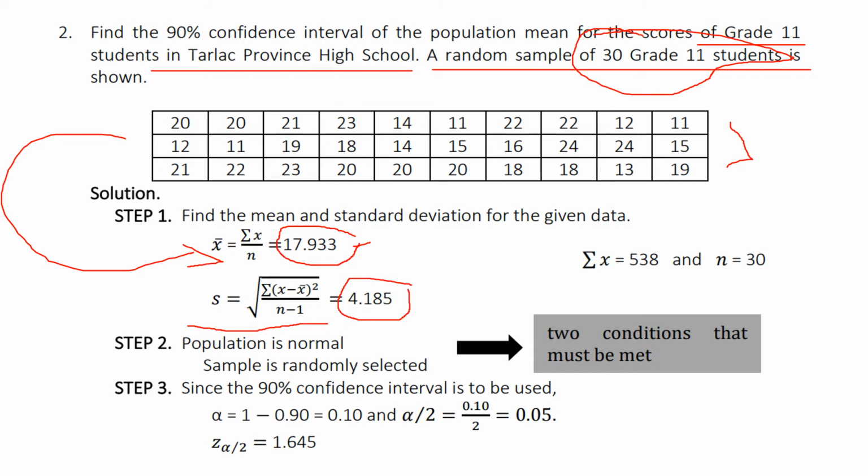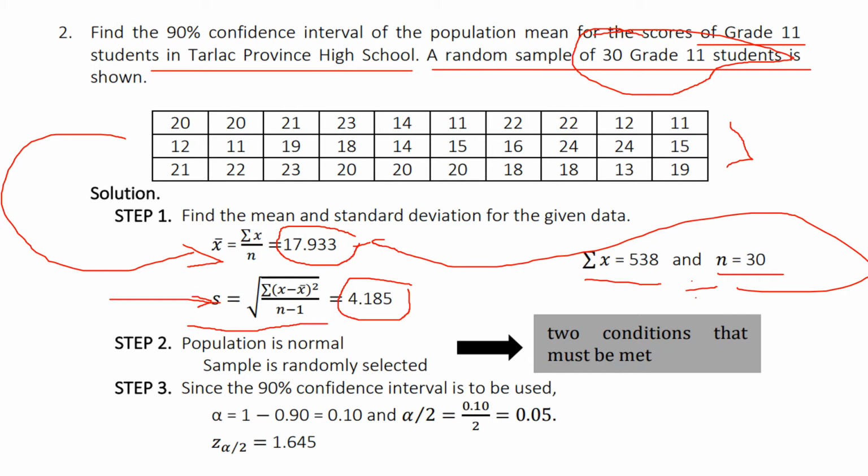From our previous lesson, this formula is available on how we compute the value of your sample standard deviation s. Now, for your summation of x, that will be 538 and your n is equal to 30. If we divide this 538 by 30, our resulting value will be equal to 17.933.